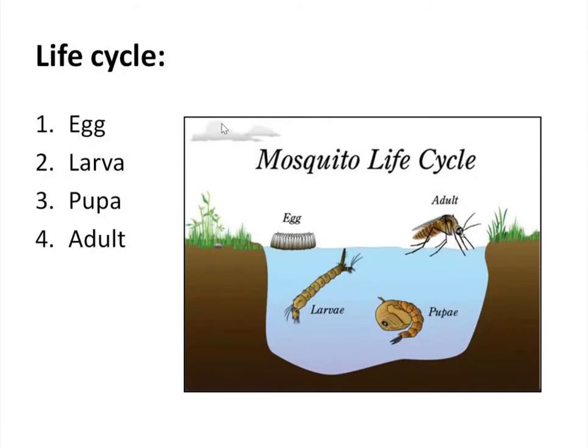Next, coming to the life cycle of the mosquito. Usually mosquitoes complete their life cycle in four stages. One is egg, as you can see here, and then larva, then pupa, and adult stage. So basically, it has four different stages in its life cycle: egg, larva, pupa, and adult. I'm not going into all these things in detail because I hope all of you know these things already.